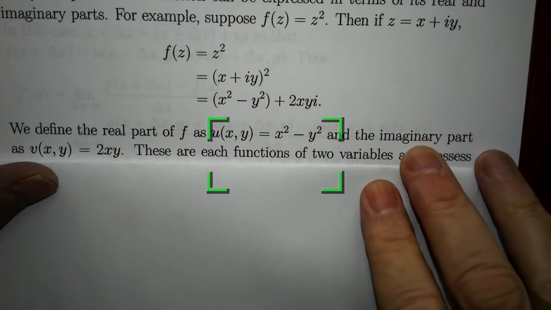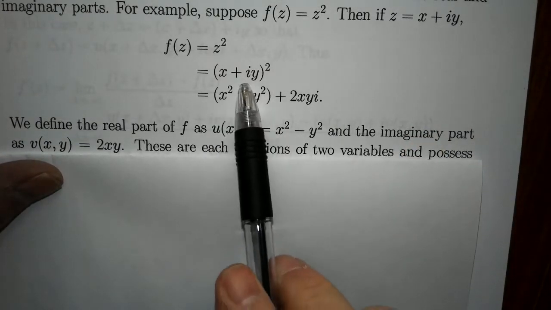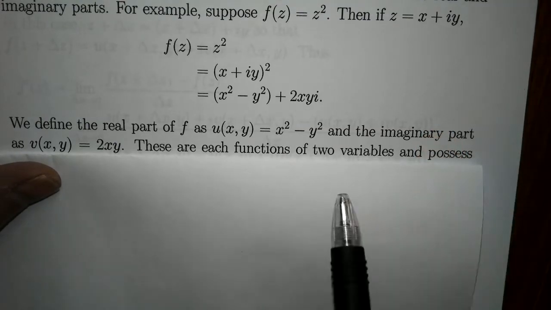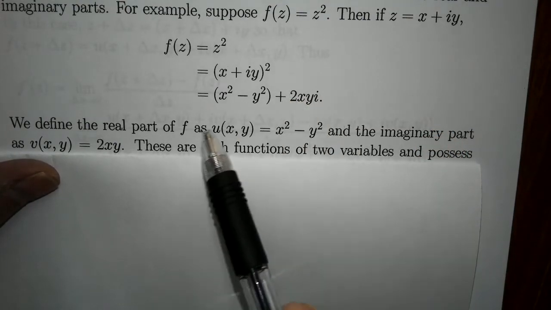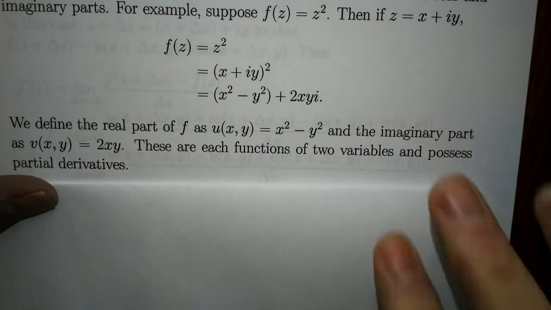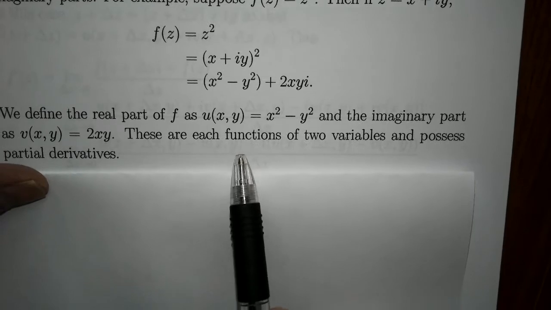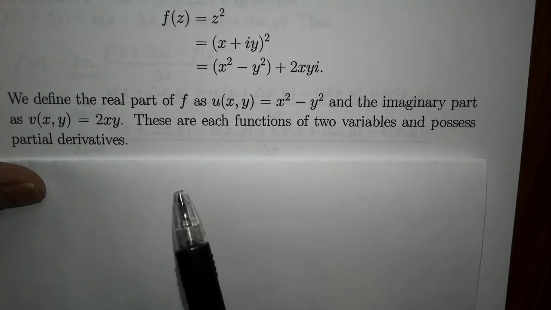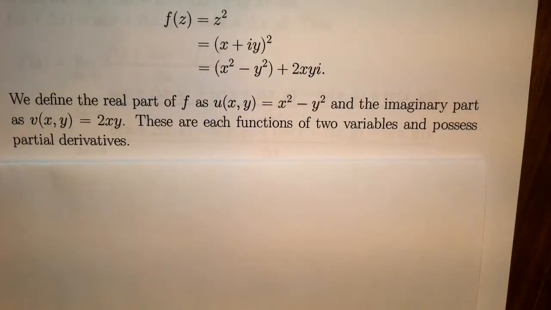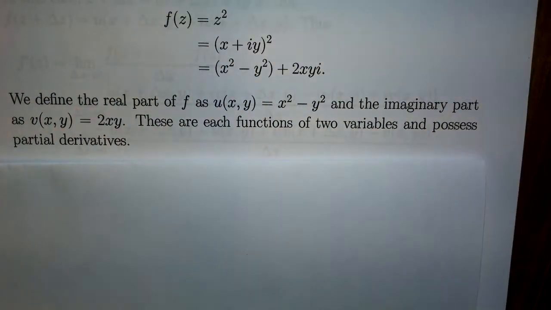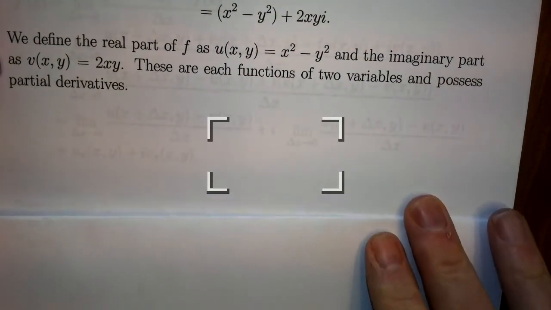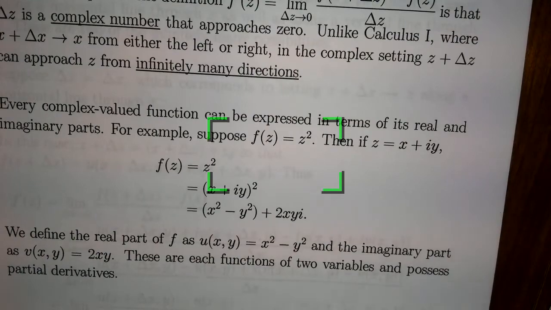We call the real part of this function the stuff that is not multiplied by i, that's x squared minus y squared, and the imaginary part is the part that's multiplied by i. It's 2xy, not 2xyi. Now these are each functions of two variables, the types of which we discuss in multivariable calculus, so they each have partial derivatives. So let's take a look at those partials.